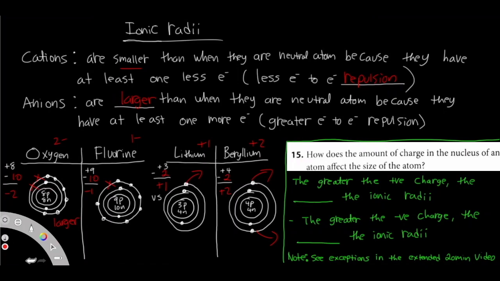The more electrons means that there is greater repulsion. So the more they're going to spread away from each other and not like each other, so it's going to expand larger. Lithium versus beryllium.